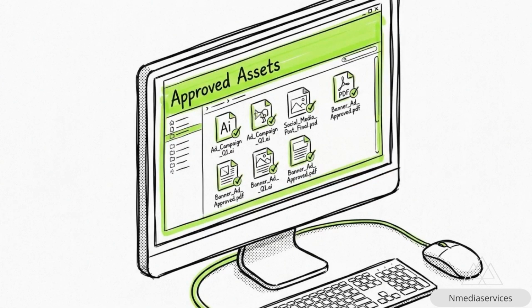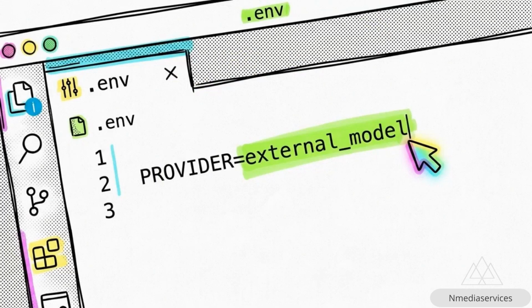By enforcing strict boundaries on what is allowed to pass, the pipeline guarantees safety. Connecting this tested logic to a live external model requires changing just one line in the environment file.